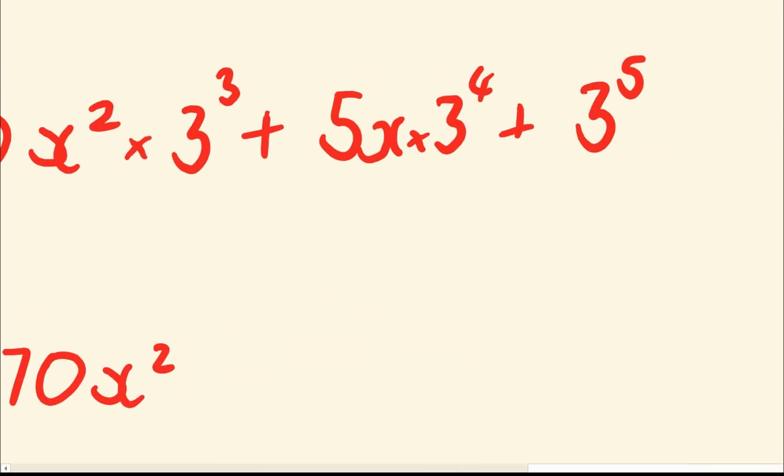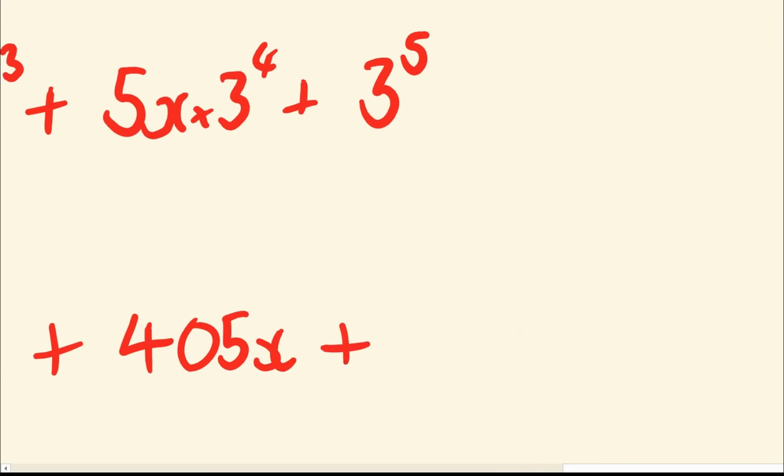I've now got 5 times 3 to the 4. 3 to the power of 4 is 81. Timesing that by 5 is going to be 405. So I'll have plus 405x. And then plus 3 to the 5. 3 to the power of 5 is 243.